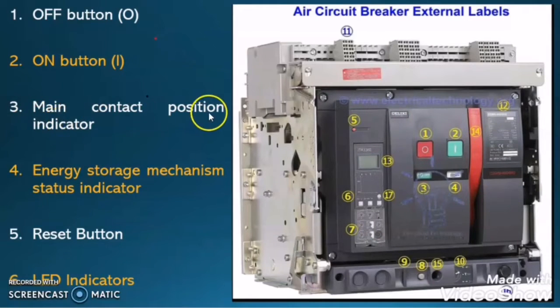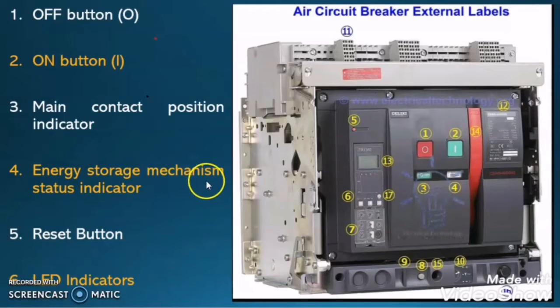Third one is the main contact position indicator. You can see here either ACB is written on or off, to understand the status of the main contact, that it is closed or open. If the ACB is on, then here it mentions on, and if the ACB is off, then here the status will reflect off. So from this indicator you can check that the ACB is either on or off.